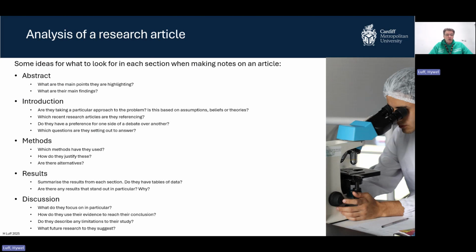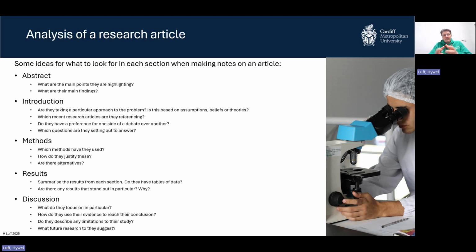Similarly, you're quite likely to go down to the conclusion at the end. Sorry, there are some things missing in my slide here. Okay, and you're likely to think, I'm going to have a look at the conclusions, because again, if the conclusions aren't relevant to me, I'm not going to read it.